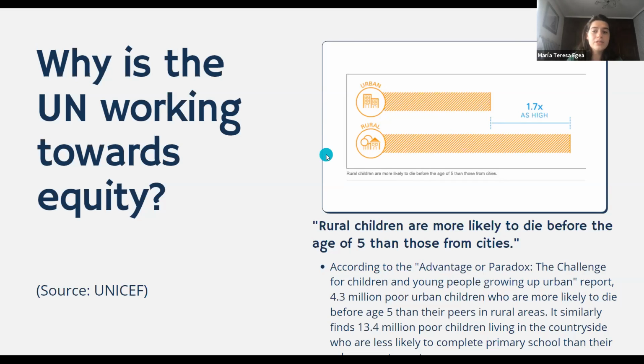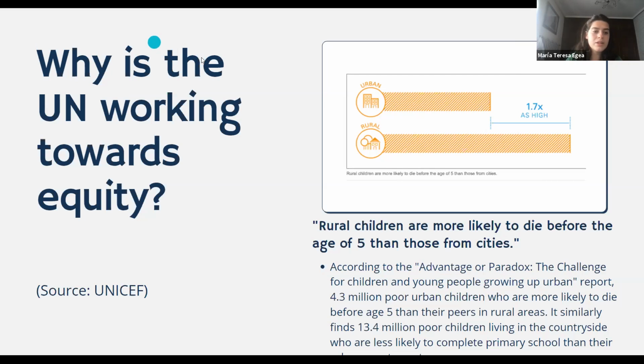If you look at the graph that's on the screen, the small text below says, rural children are more likely to die before the age of 5 than those from cities. This information comes from a report developed by UNICEF called Advantage or Paradox: The Challenge for Children and Young People Growing up Urban. The main takeaways from this report are that rural children are 1.7 times more likely to die before the age of 5 than those from urban areas like the cities.